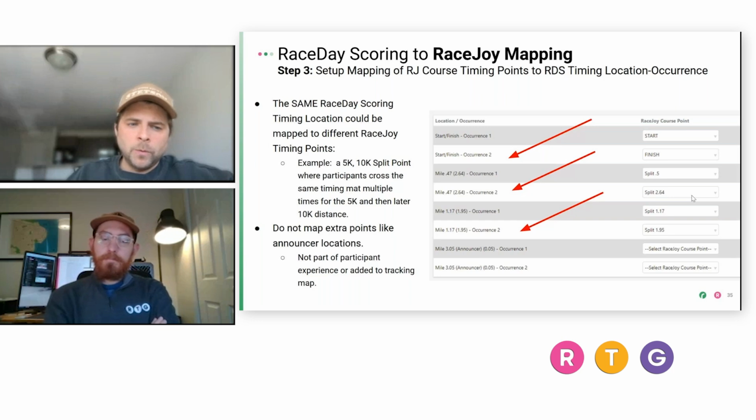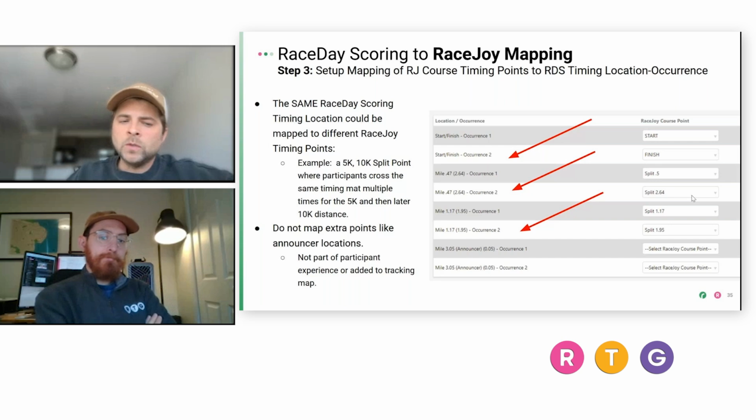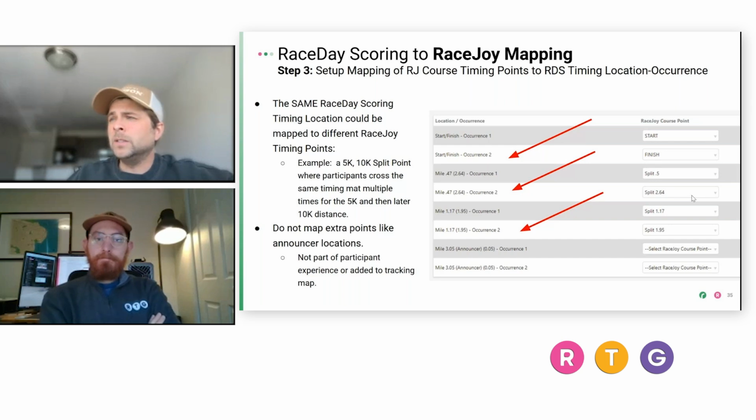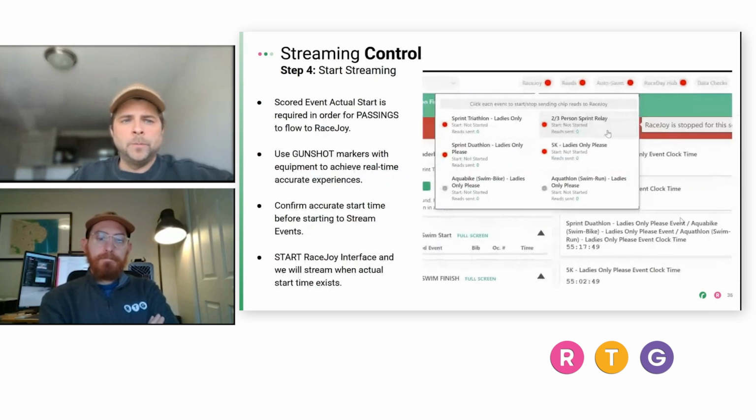Don't map extra points like announcer locations. That's not public-facing data. It's not useful, and that ultimately could lead to a less enjoyable experience for people tracking at home.